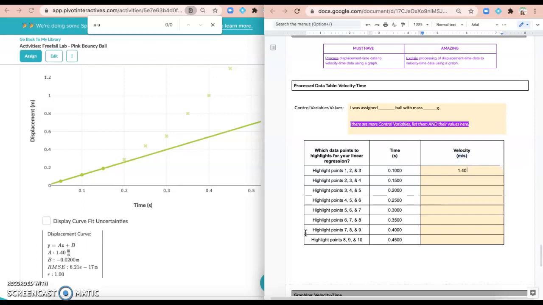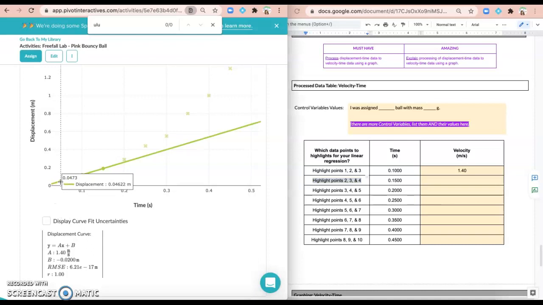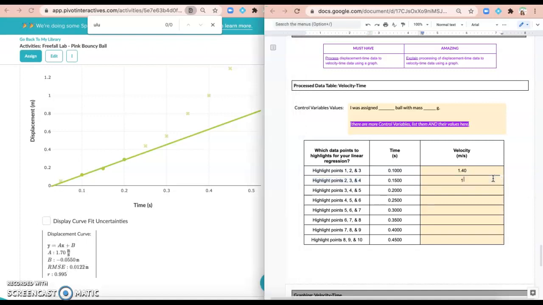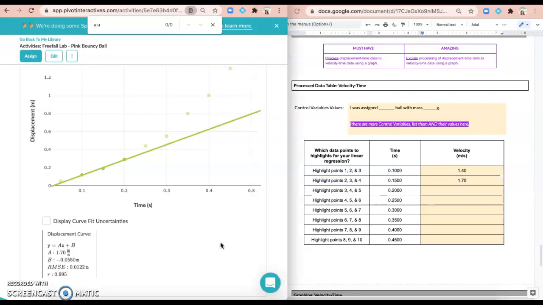I'm going to repeat the same step, but I'm now going to highlight points 2, 3, and 4. So I'm going to unhighlight my bottom one, and I'm going to highlight my next one. And you'll notice my linear fit got slightly steeper. My slope has increased, my velocity has increased. And here is my slope of my new linear fit, my velocity. I'm going to record 1.70.